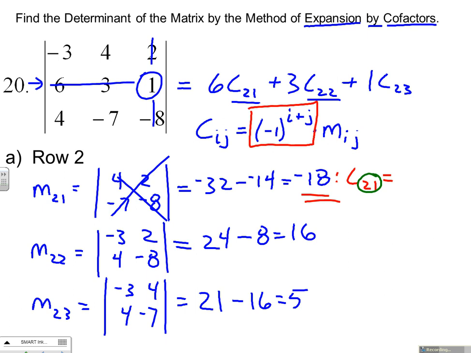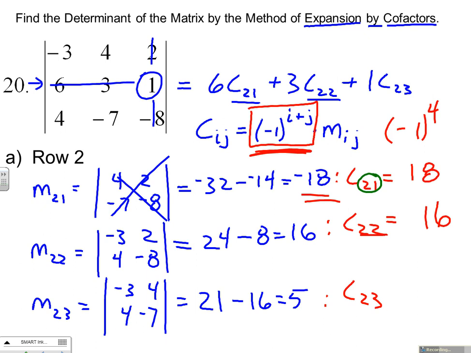2 plus 1, 3. So that would be 3 negatives, making this negative, or the opposite of negative 18, positive 18. Isn't that strange? Okay, cofactor 2, 2 is either 16 or negative 16. However, 2 plus 2 is even. If I take negative 1 to the positive 4th power, that negative gets absorbed. So cofactor 2, 2 is the same as minor 2, 2. And similarly, cofactor 2, 3 is either 5 or negative 5, but since 2 plus 3 is 5, odd, it is the opposite of. Whew.